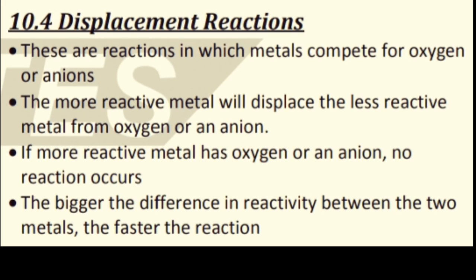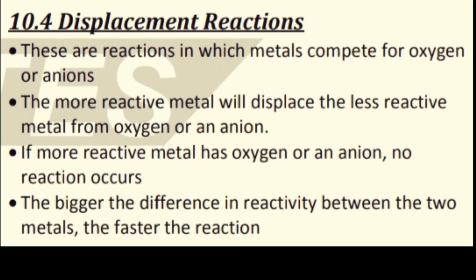A more reactive metal displaces a less reactive metal from its compound. Copper sulfate is the compound. So zinc reacted with copper sulfate, zinc replaced copper. The product is zinc sulfate plus copper. Such types of chemical reactions are called displacement reactions.